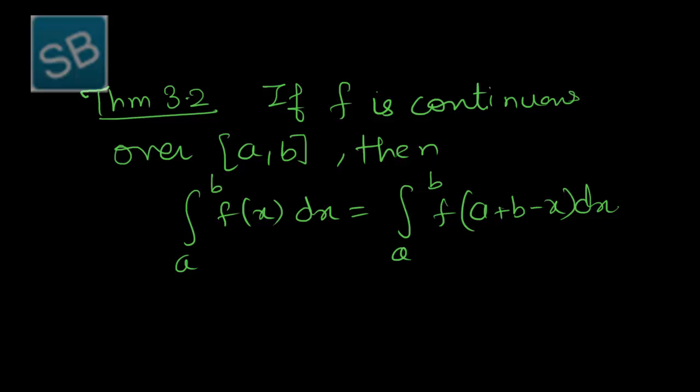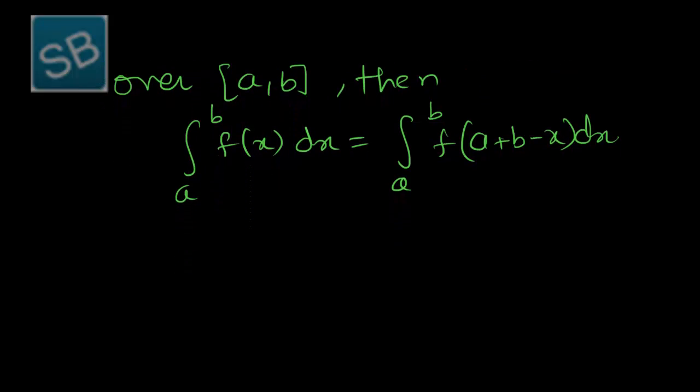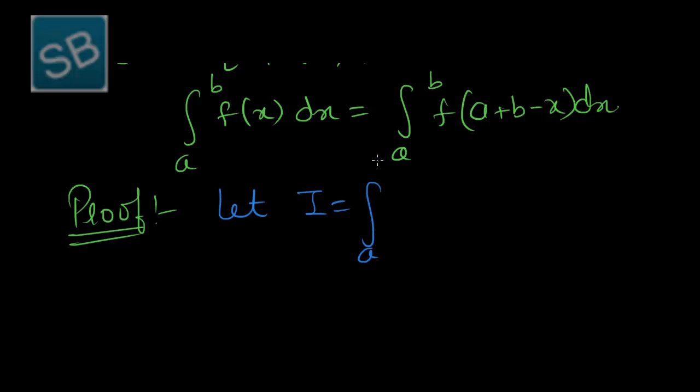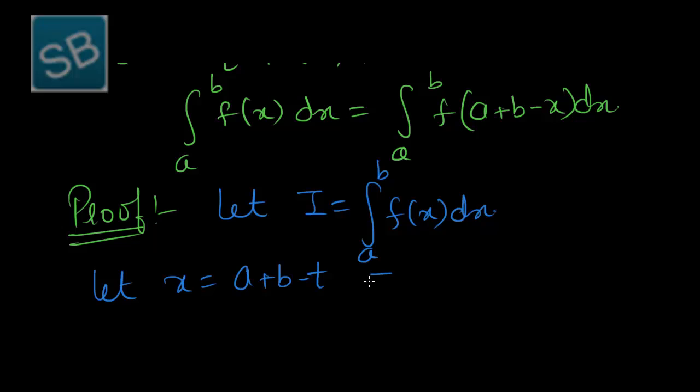So let's see how we can solve it. We will solve it in a similar manner as we did in theorem 3.1. So the proof is: let I = the integral from a to b of f(x) dx. Let x = a + b - t. That gives dx = -dt.